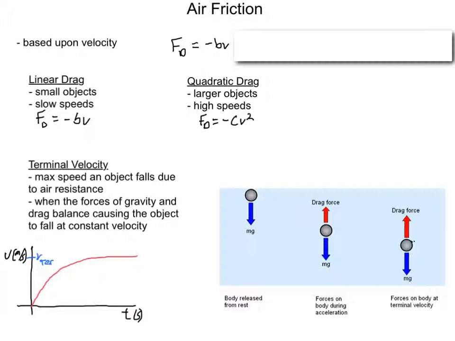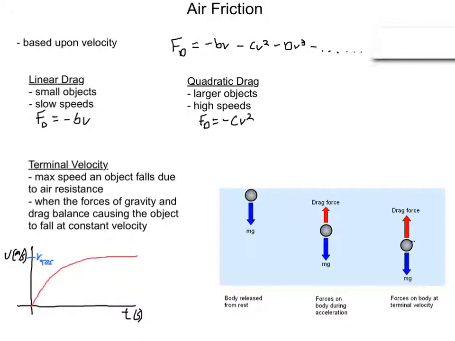Now, this only works for small objects and generally low speeds. You have linear drag. As it gets more complex, or as you go faster, or you have larger objects, then you actually need negative c. c is just a constant out in front, but notice now what happens to the velocity, v squared. And if we're even bigger or even faster, maybe you have to get up to minus d, another coefficient, another constant that takes into account all the things about the fluid you're going through and the object that's moving, times v cubed, so forth, so on, and it continues depending on how fast you're going.